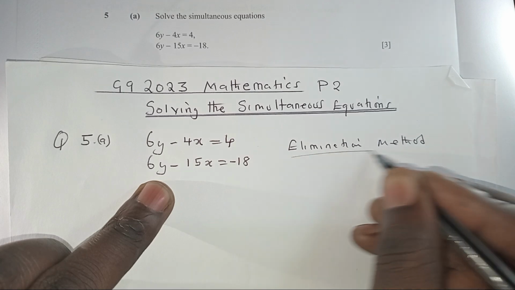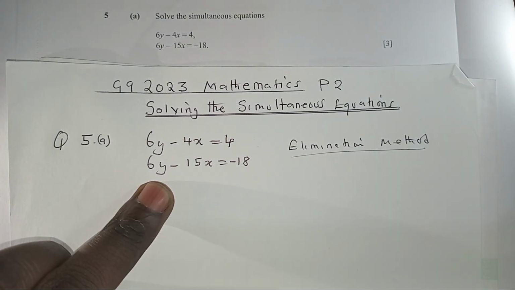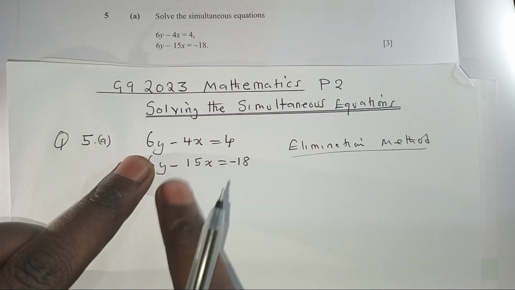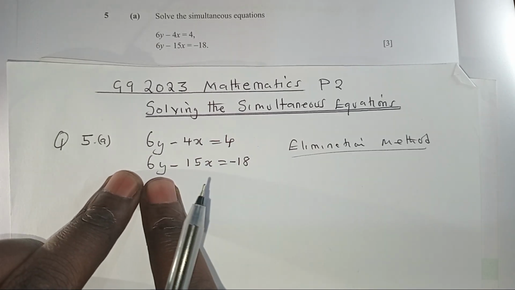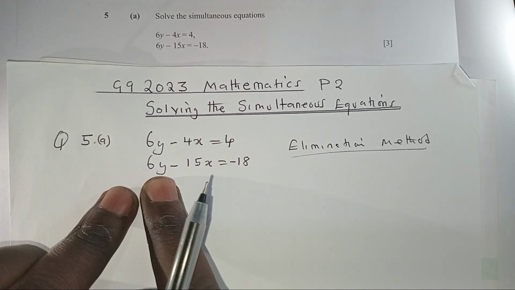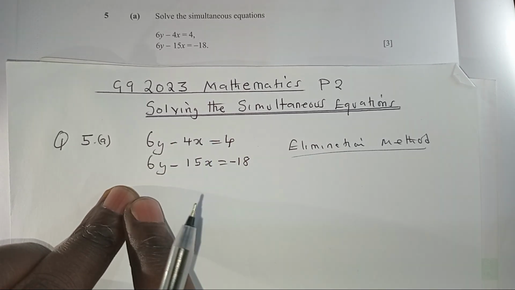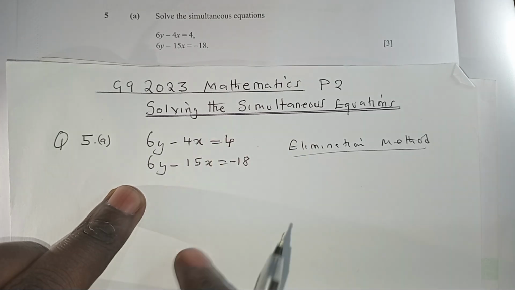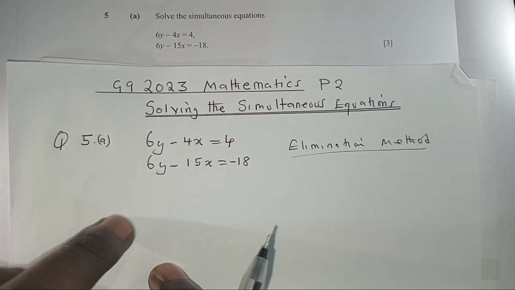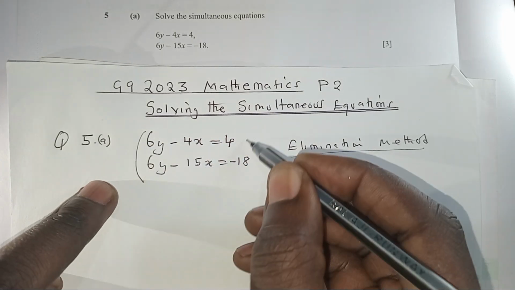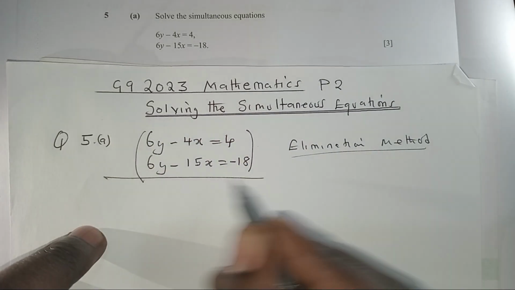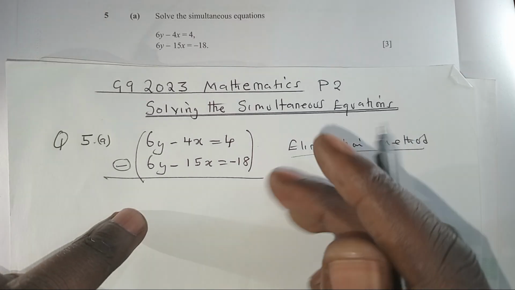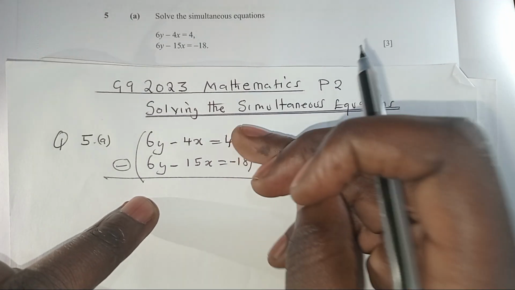In my case, I can see that the coefficients of y are the same, and it is very easy for me to eliminate these because I can easily subtract equation 2 from equation 1. That is what we are going to do. So we are subtracting the second equation from the first one.